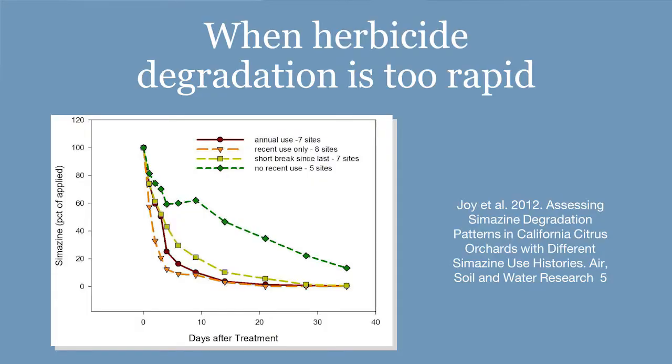Where there has been use of simazine in the past, then the herbicide gets broken down more quickly in the soil. So if there has been annual use, so that's the red symbols, the red line there, then the breakdown's really quite rapid. Even if there's only been annual use for a relatively short period, that's the orange symbols, the breakdown is still very rapid. If there's been a short break since recent use, then that will slow the breakdown down a little bit, but you still don't get back to where you were in a completely naive soil.